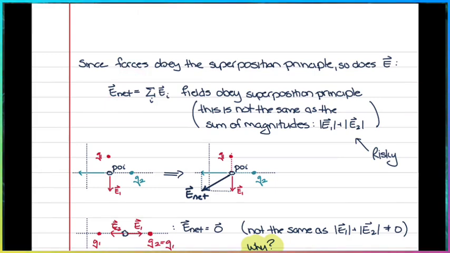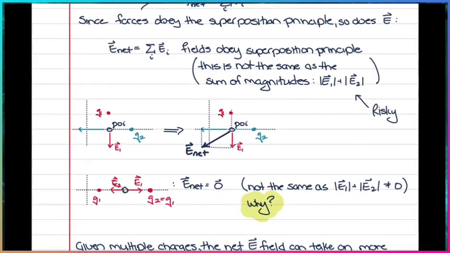And when we say that forces obey the superposition principle, what that means is that F net, the vector, is the sum of vectors if there are multiple forces. And so since the electric field is a vector, the superposition principle says that the net electric field vector is the sum of the electric field vectors. This is not the same thing as summing the magnitudes.